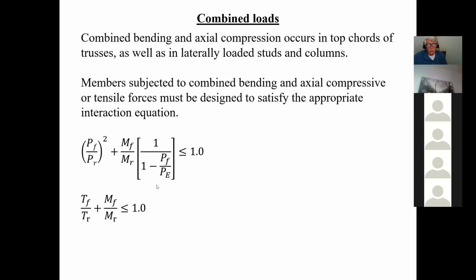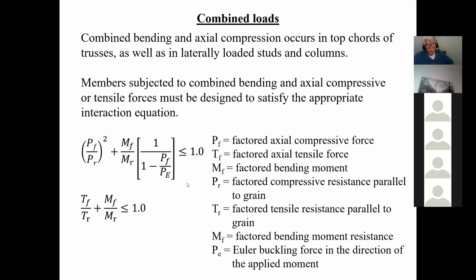So now, here you have PF, the axial compression force, TF, the axial tensile force, MF, the bending moment, PR, the factored compression resistance parallel to the grain, TR, the factored tensile resistance parallel to the grain. Sometimes you can find these values straight from the table, depending on the situation. MF, of course, is the bending moment. And PE is the Euler buckling force in the direction of the applied moment, okay?